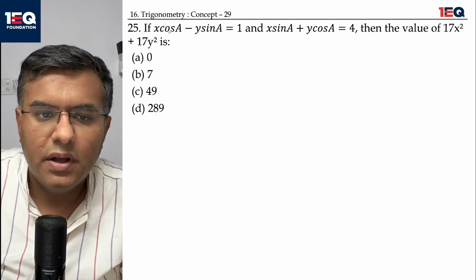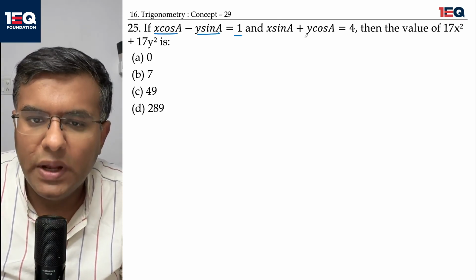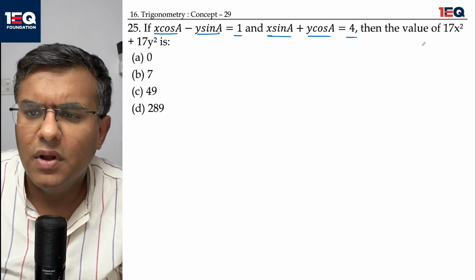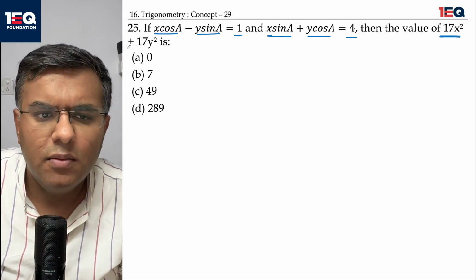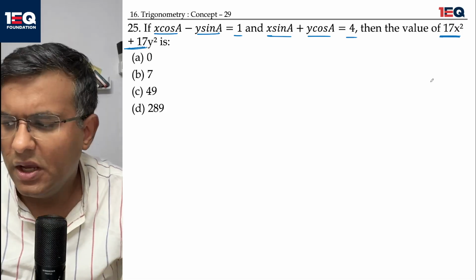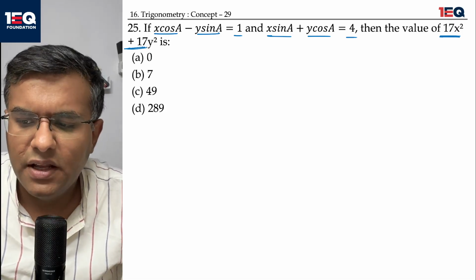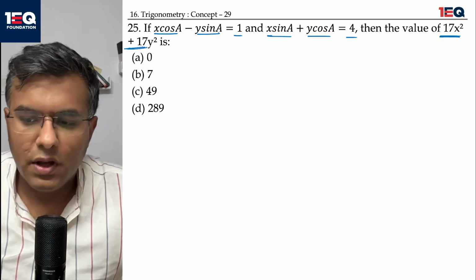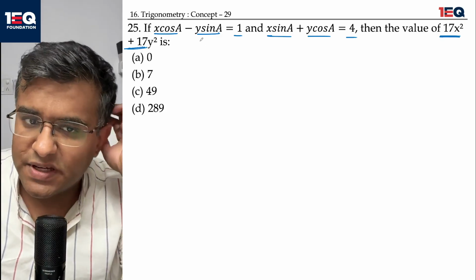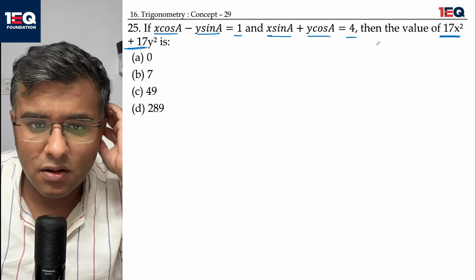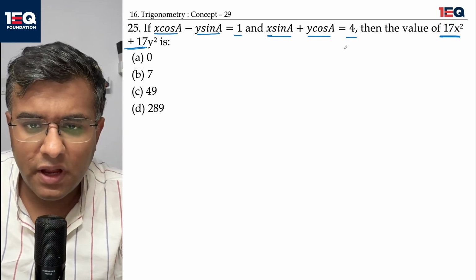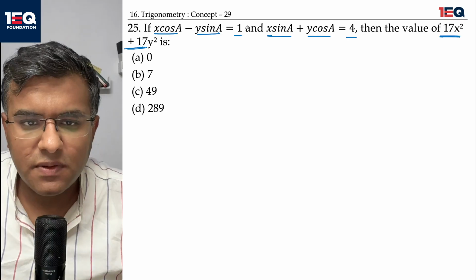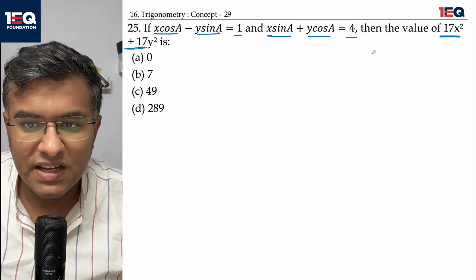Moving forward, x cos a minus y sin a is equal to 1, and x sin a plus y cos a is equal to 4. Then find the value of 17x square plus 17y square. Okay, I need to find out the value of 17x square and 17y square. So yes, here in this question, what we'll have to do is square both the equations, then add them up, because only then we'll be able to take out x and y as common. Once we take that out, then we'll be able to reach some conclusion.